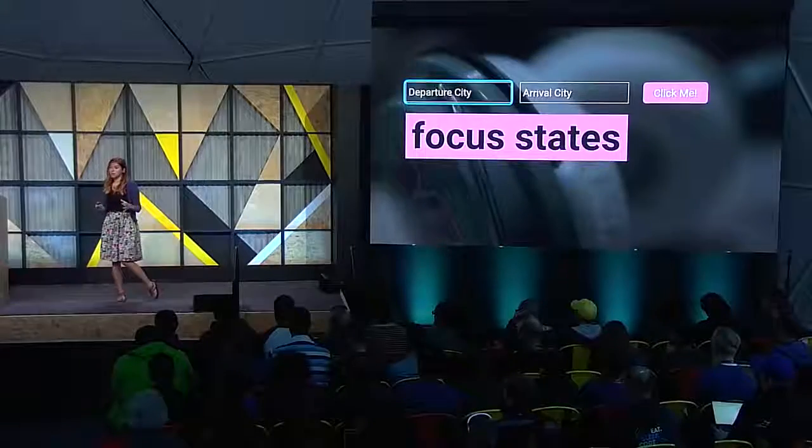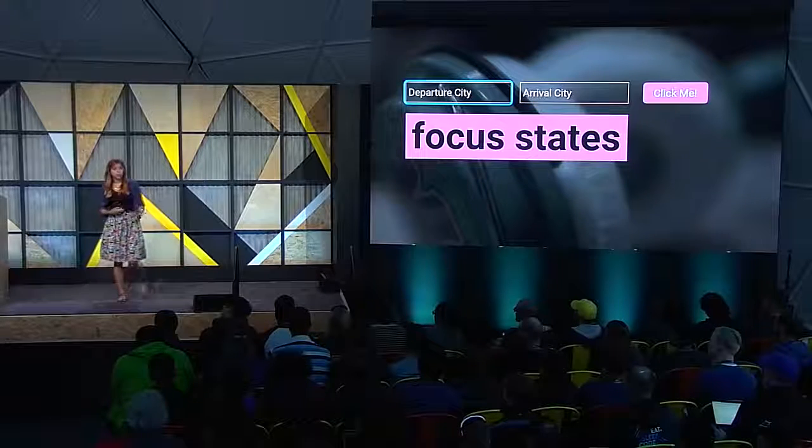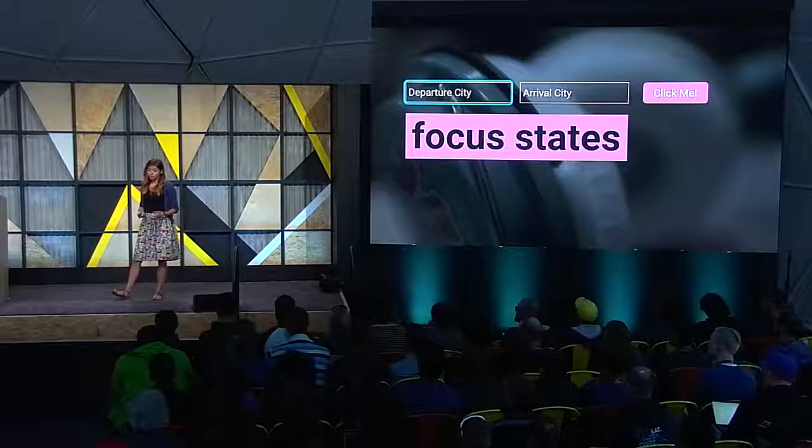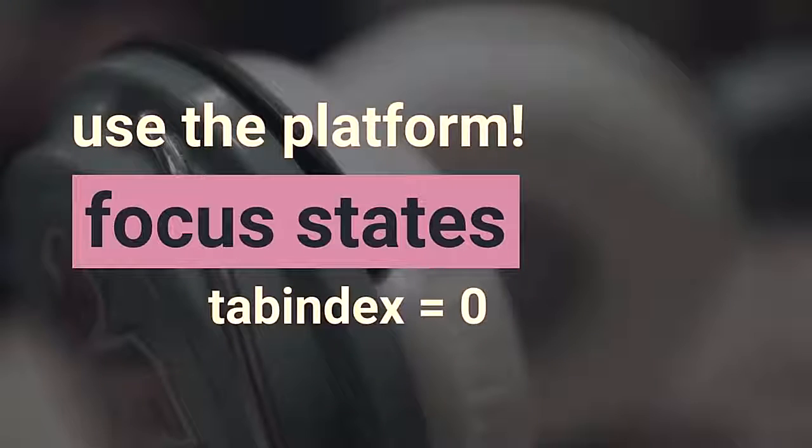I don't care whether you use this outline or a different outline or you're communicating focus in a different way, as long as you are communicating focus in some way. You can make a nice ripple around it. Just make sure that if somebody's using the keyboard, they know where the focus is on that page. And the platform helps you with this. Tab index equals 0, whatever you put it on, that thing becomes focusable. And by default, at least it gets the really ugly outline. It's ugly, but you're doing better than not doing anything at all.